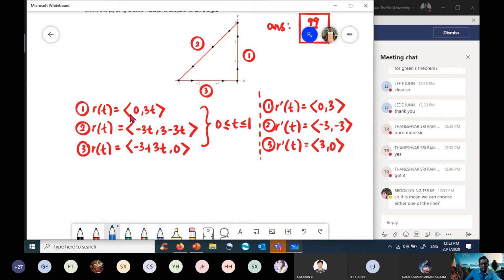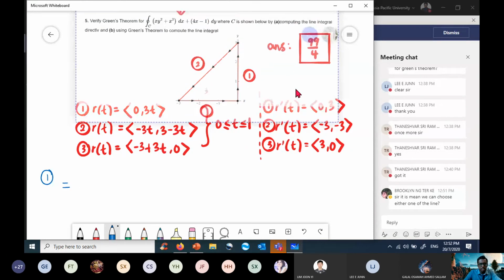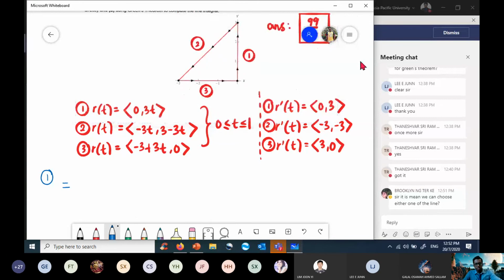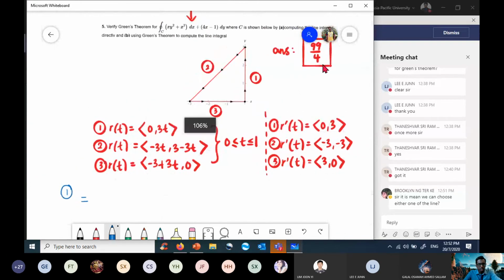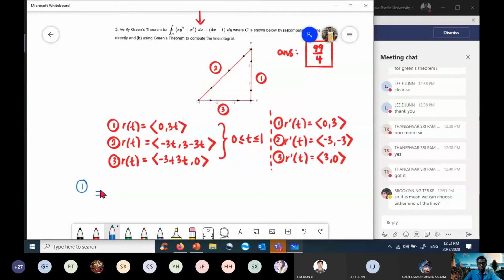So for example, if I want to find the integral with respect to line 1, maybe it will be something like this. The original question has a bunch of x and y in it. I'm going to change every single x and y into this. Right now I'm doing line 1. So this is my x and this is my y. This is my dx and this is my dy.